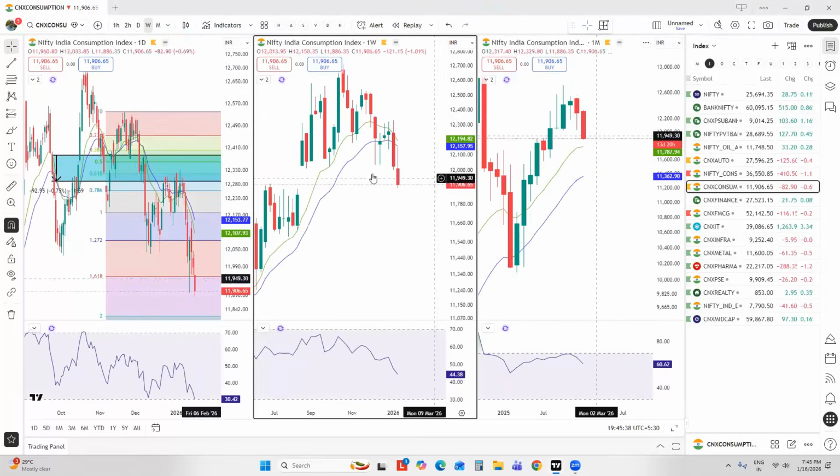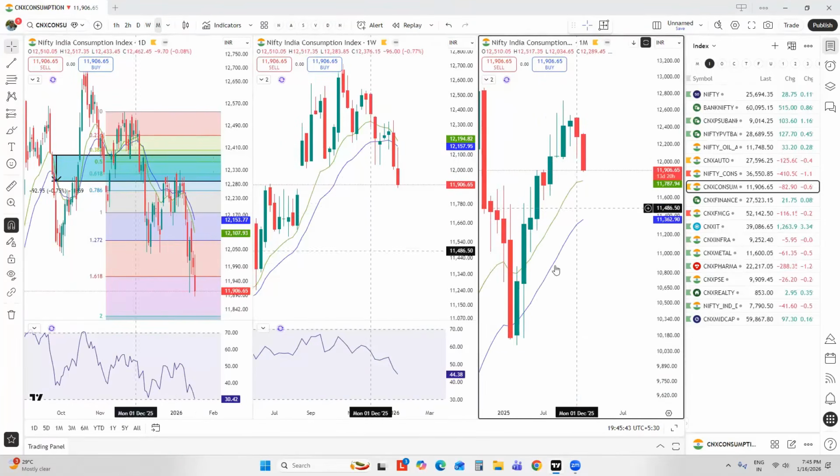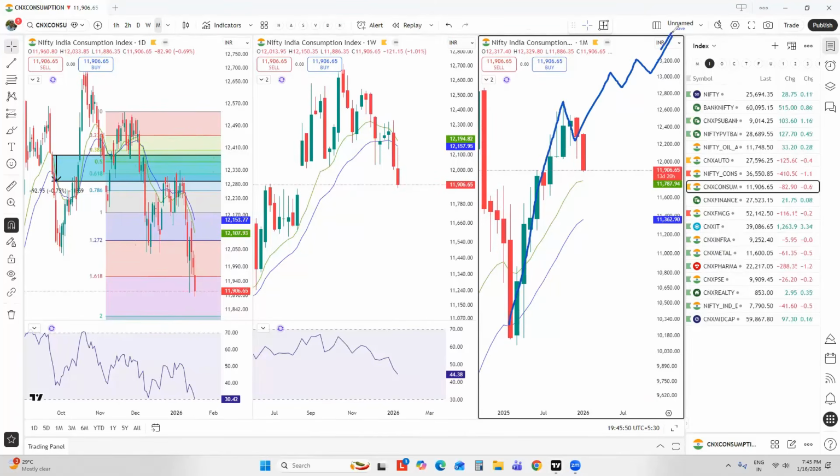Consumer durables, monthly time frame chart is still okay, but it's not able to convert this up move into a consistent uptrend, because in the weekly time frame chart, you will see over here in the last few weeks, especially in the last 1.5 months, it was just constantly going up and down, and suddenly now we have a breakdown.